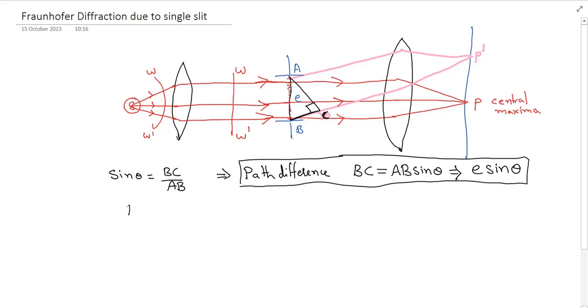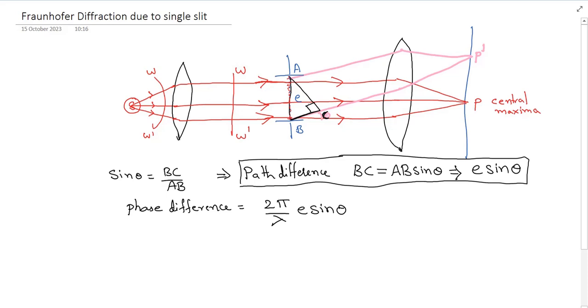The corresponding phase difference is equivalent to 2 pi by lambda into the path difference. So the phase difference in this case is 2 pi by lambda into e sin theta. So we have calculated the path difference and the corresponding phase difference in this case.